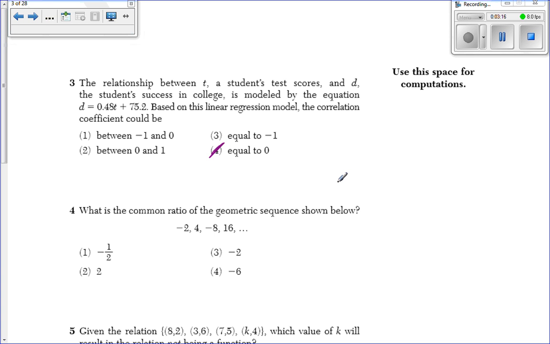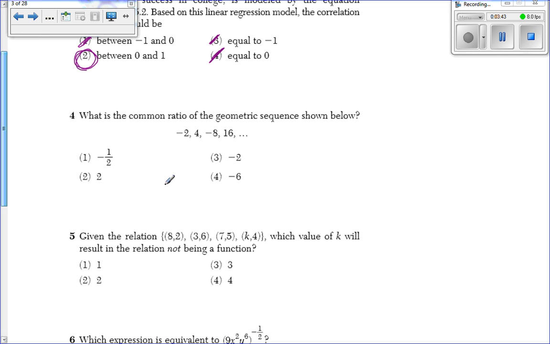We don't know if it's a perfect correlation, but because I have a positive slope, that means that the higher the score, the more success they have. So I would not have a negative relationship. So it can't be equal to negative 1, and it wouldn't be between 0 and negative 1, which leaves me between 0 and positive 1.